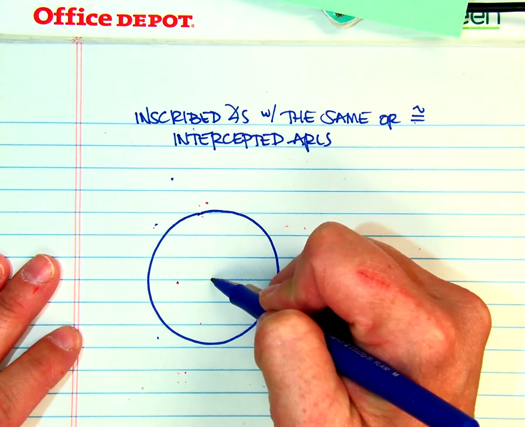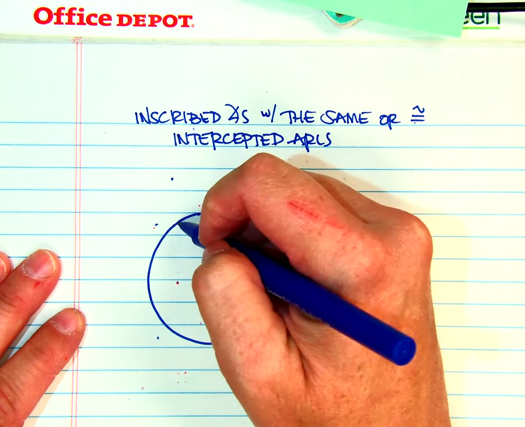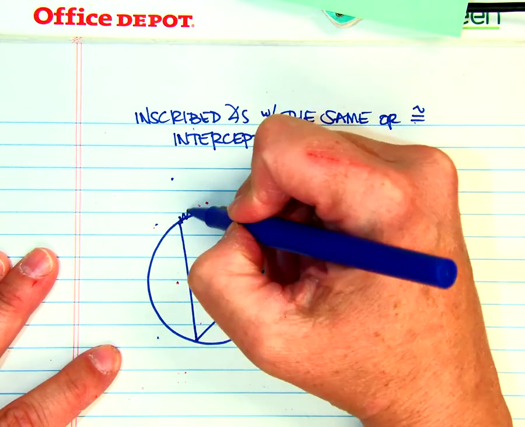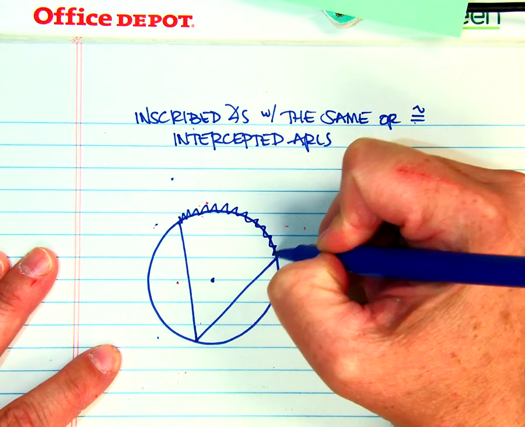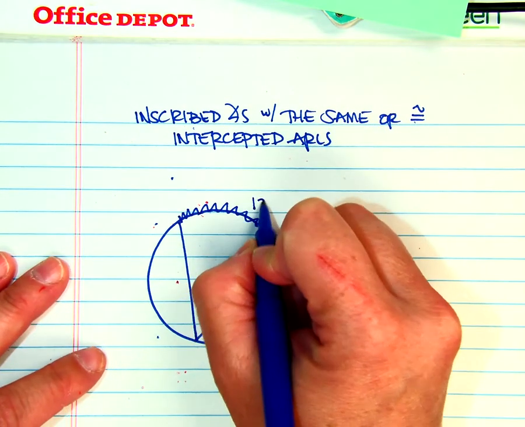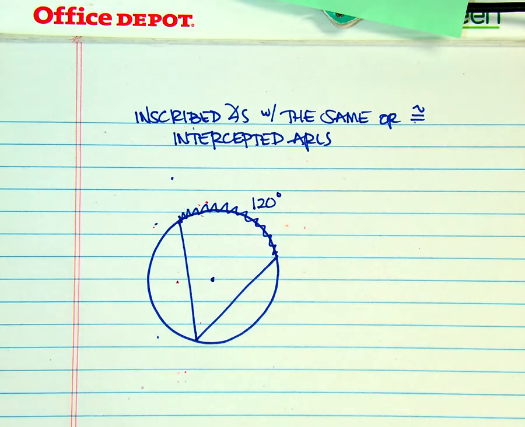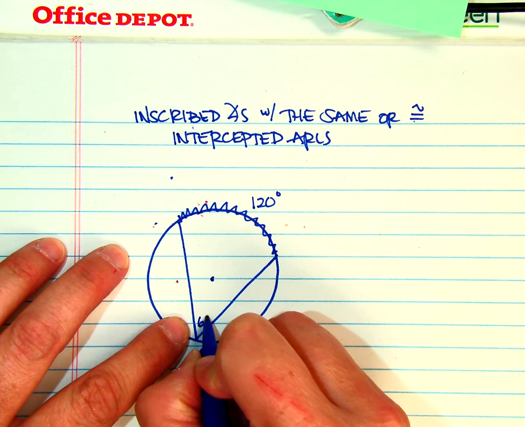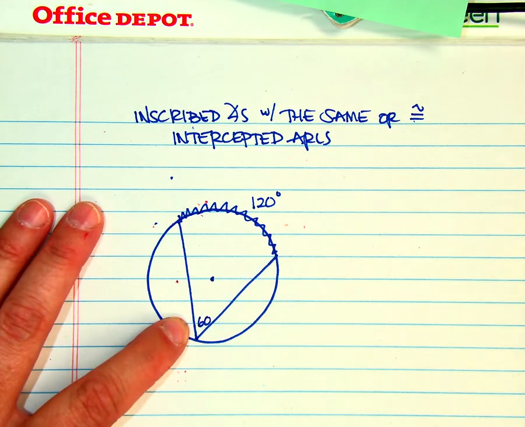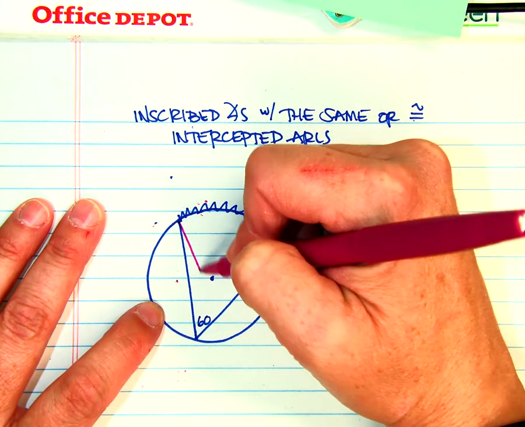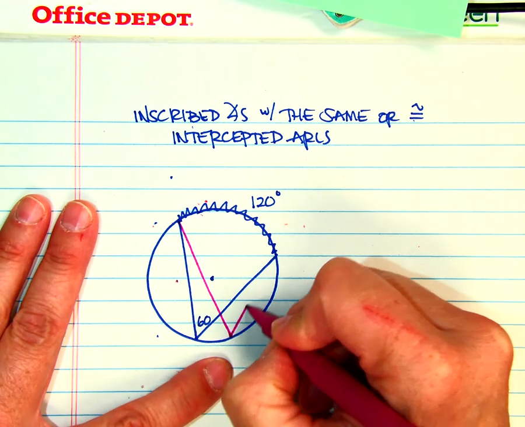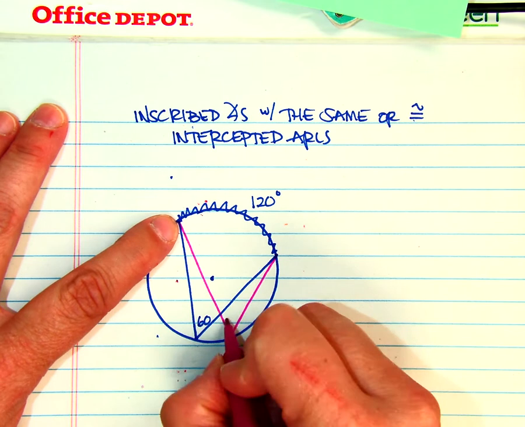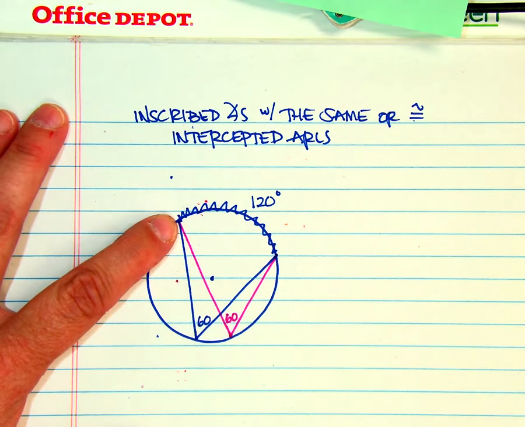Okay, so if I have this inscribed angle and this arc is 120 degrees, then I know that the inscribed angle is half of that, which means that's 60. This still has the same intercepted arc, because that's where the endpoints are. So that angle is also 60.